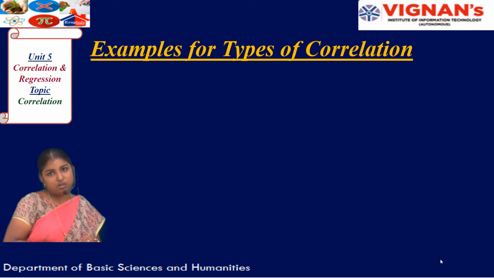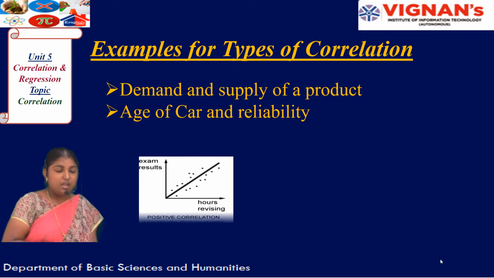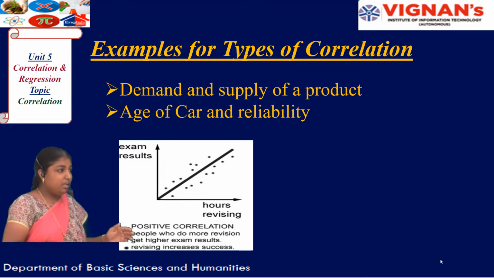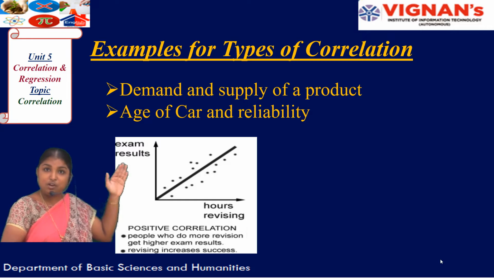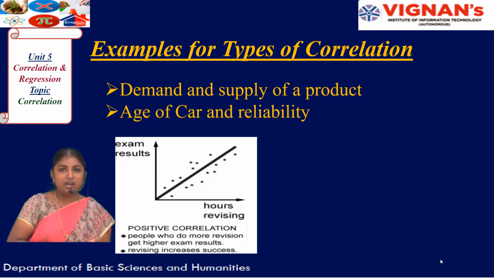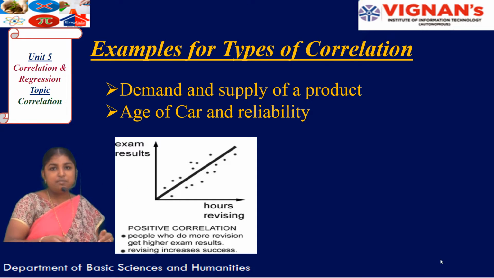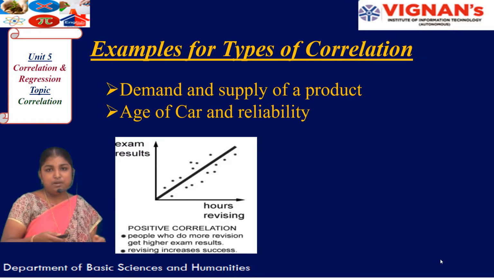Examples of types of correlation. See this example, demand and supply of a product. If demand increases, supply will also increase. Suppose you are taking an online sale. In an online sale they give percentage discounts, 50% discount, 70% discount. So when the discount increases, your sale increases, and when sale increases, supply is also increased. That is the example for positive correlation.